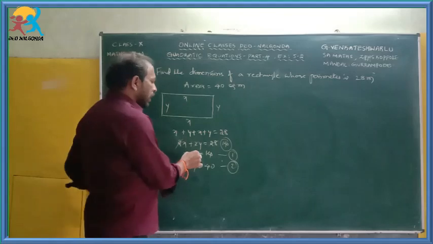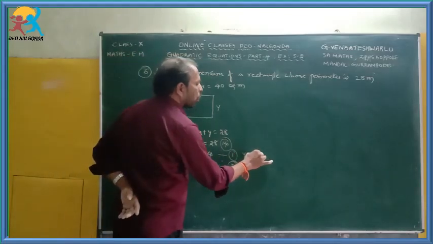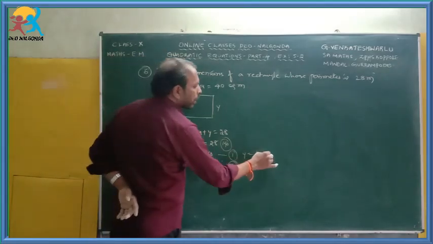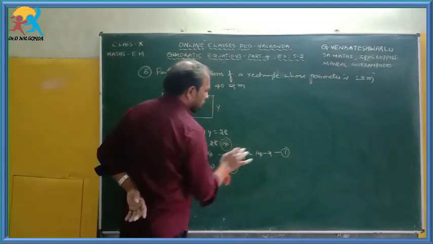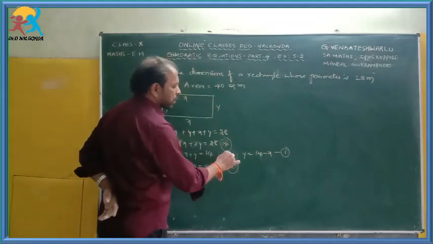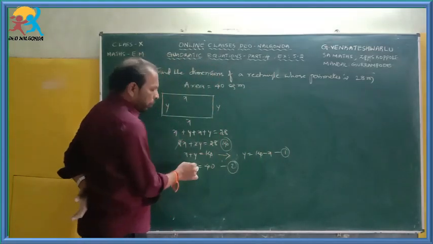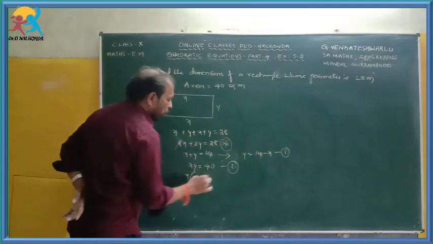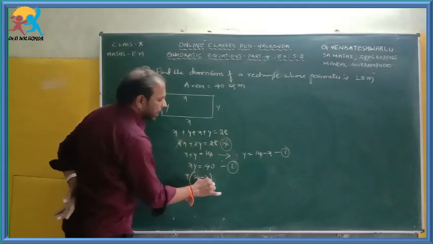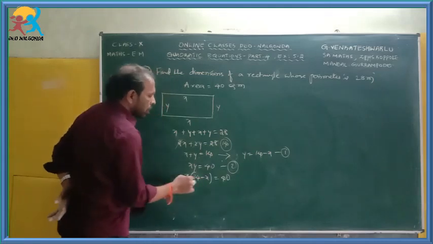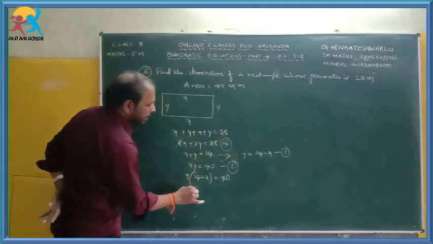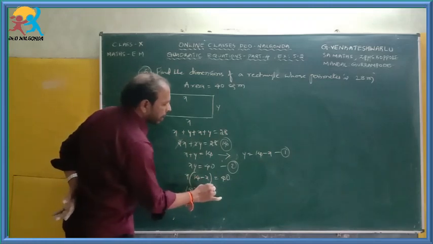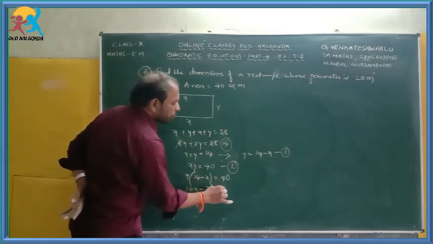So y is equal to 14 minus x, from the first equation. Substituting the y value in the second equation, x into y value, 14 minus x, is equal to 40. So 14 into x, 14x minus x square is equal to 40.